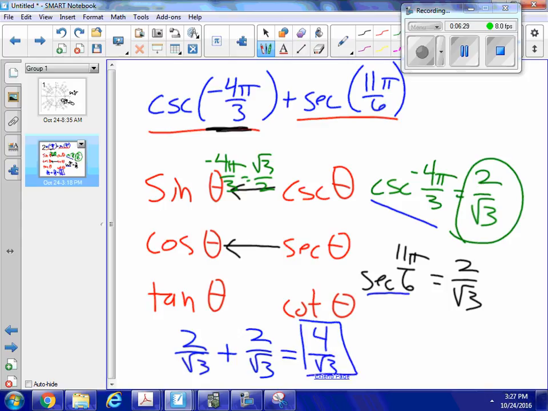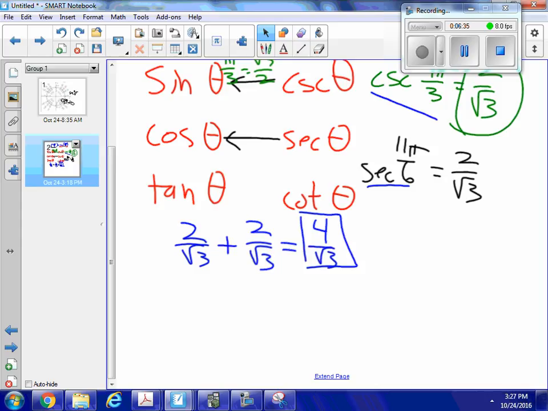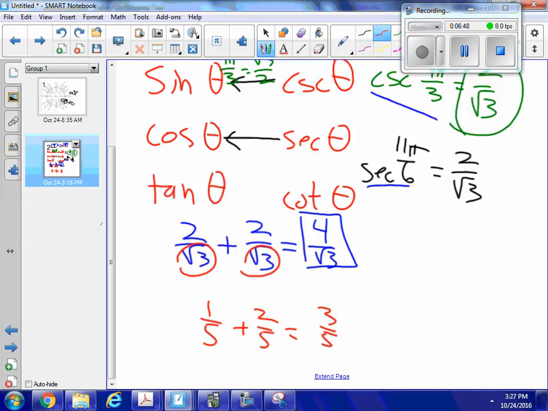And that's my answer. Now just remember again, with just a little bit of old arithmetic, if I have a common denominator, all I'm doing is adding the numerators. It's the same thing as if I took 1/5 plus 2/5, that's going to be 3/5. Well, I don't have fifths, I have radical 3's, but the common denominator stays the same, so that's why that's the same, and I just add across and I get 4. So that is the answer to this problem.